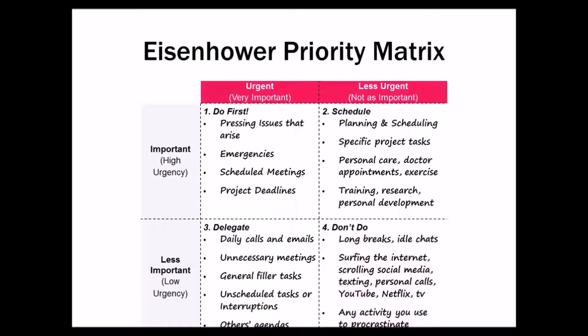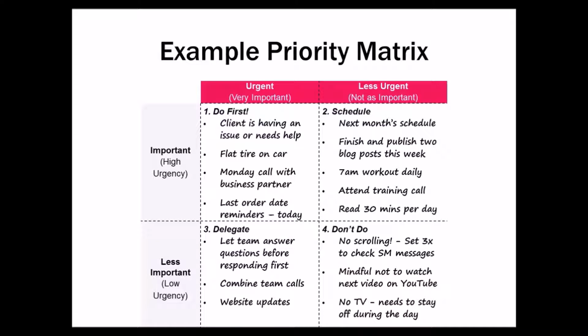So putting everything together in one place, this is what the matrix would look like. And there'll be a copy of this in the handout at the end of the video, so don't worry about copying all this down. I also put together an example priority matrix here, so you can get an idea of what my matrix might look like.